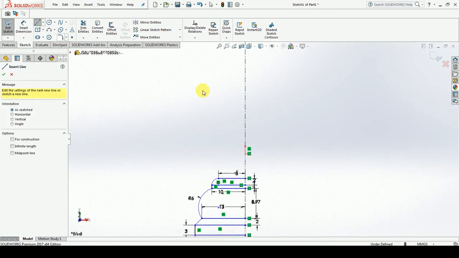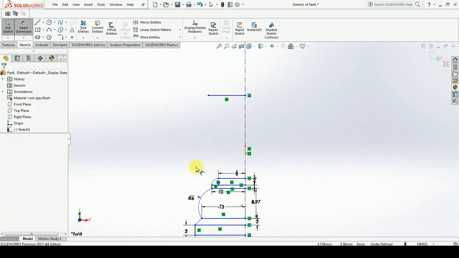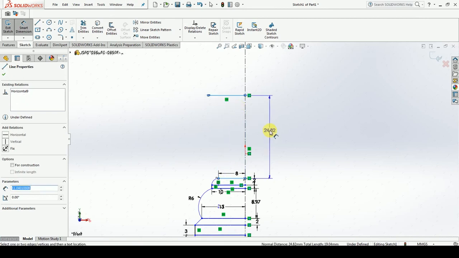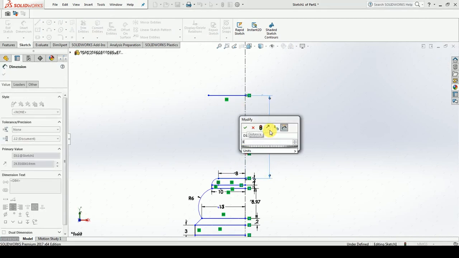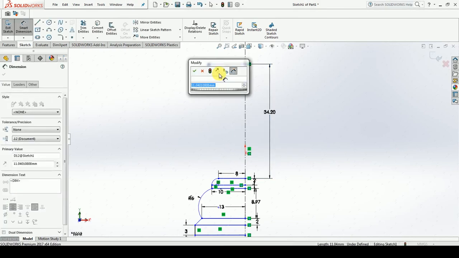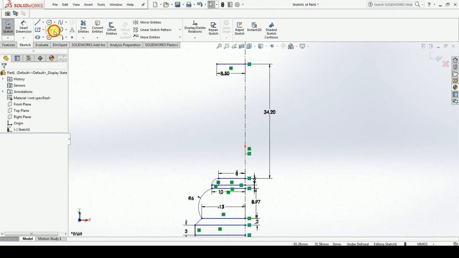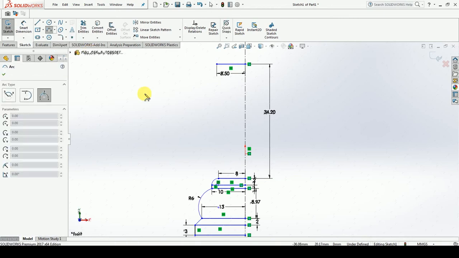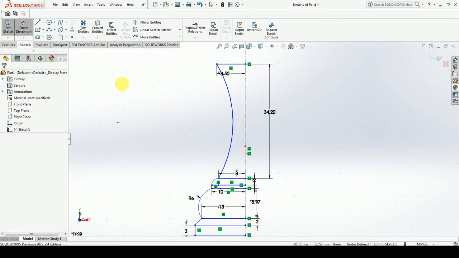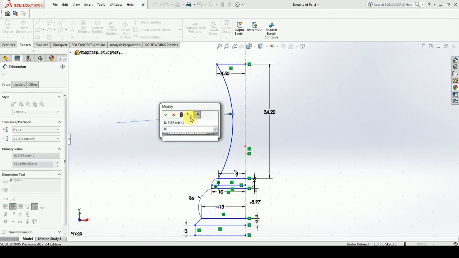Again select line, make a horizontal line ending at the center line. The vertical dimension of these two lines is taken as 34.2 millimeter and the horizontal distance is 8.5 millimeter. After that select the 3-point arc, select the first point, select the second point and select randomly outside. Then this arc dimension is 50 millimeter.